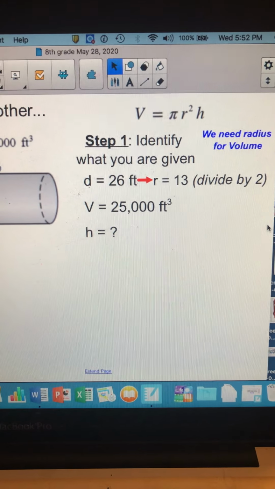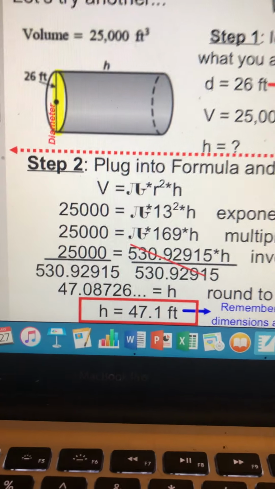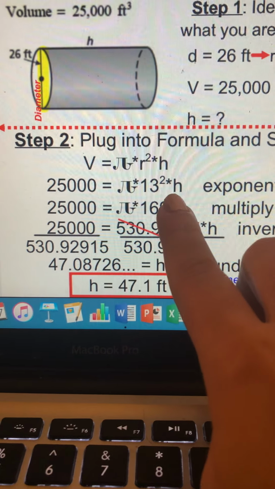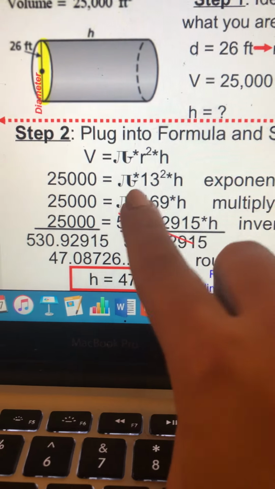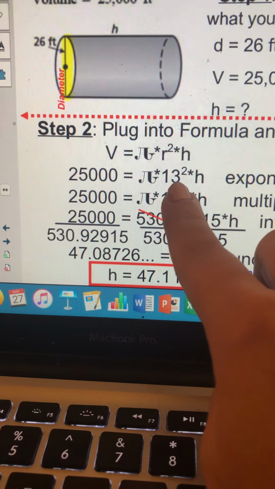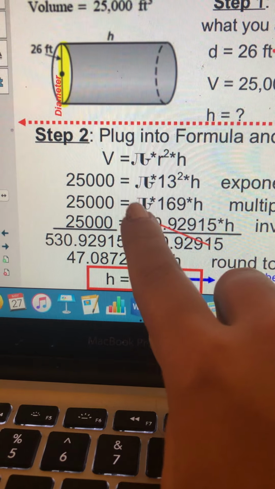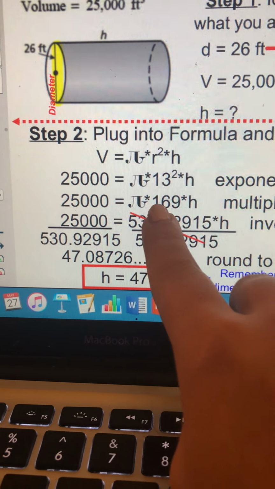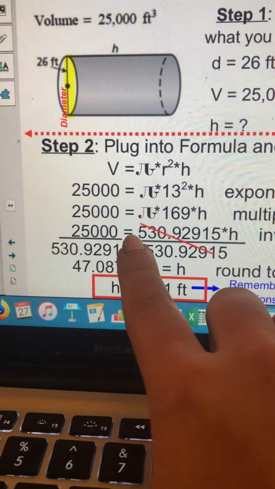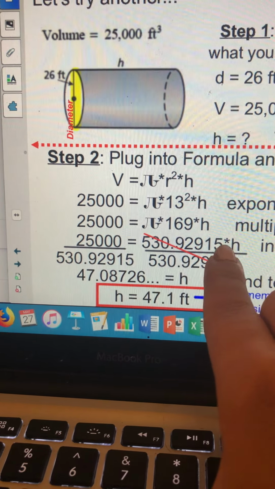Once you have the information given, you're going to plug it into the formula. So I rewrote my formula, I plugged in the volume, I plugged in the radius, I don't know my height. So I'm going to do my exponents first. I rewrite 25,000 equals pi times 13 times 13 is 169 times the height. Then I'm going to multiply 169 by pi, using my pi calculator, whichever one that is. I get 25,000 again equals 530 point, notice I have 5 digits after my decimal point, times the height.